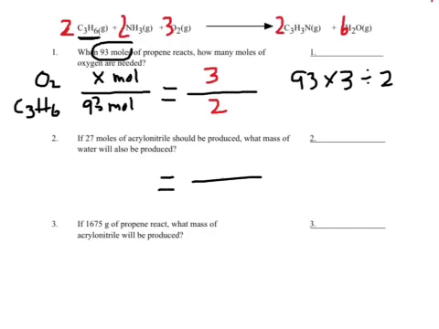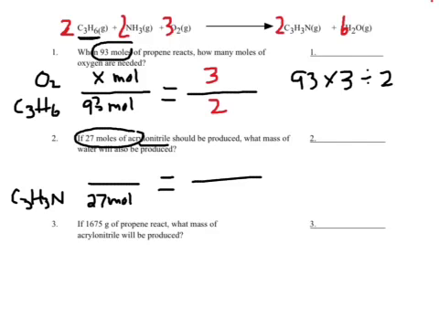It's a little bit more complicated. So we're going to make that ratio again and take the given information that we have, 27 moles, and put that on the bottom. And those are moles of acrylonitrile, which is the C3H3N. Okay, and then on the top we're looking for a mass of water. So the top is going to be about water, and that's going to be X, but this time it's grams. So now on the other side we're going to put the coefficients. So acrylonitrile has a coefficient of 2, and then water has a coefficient of 6.